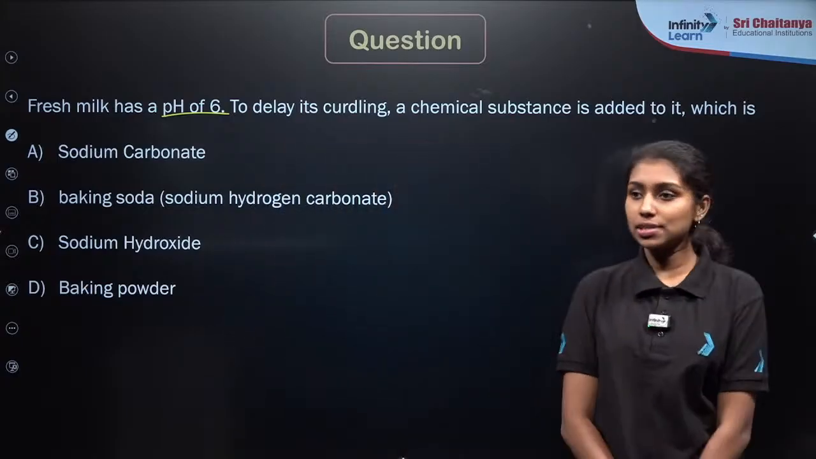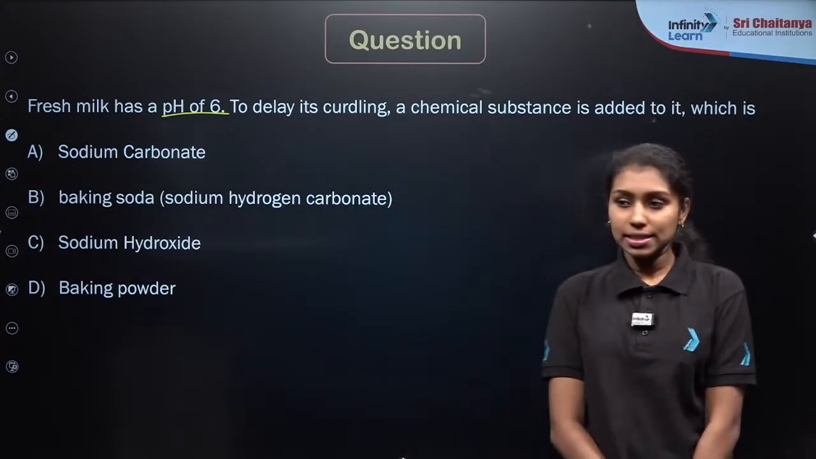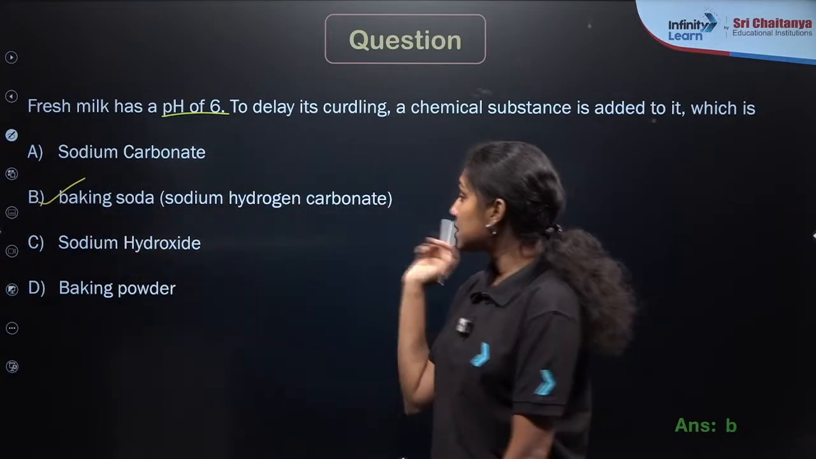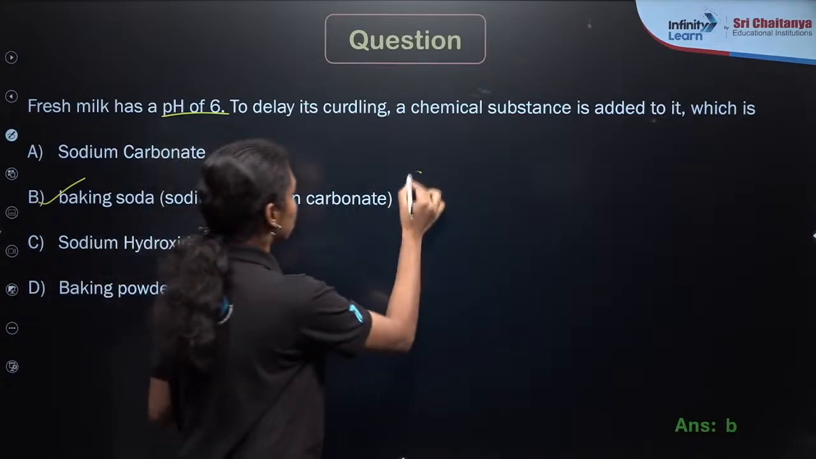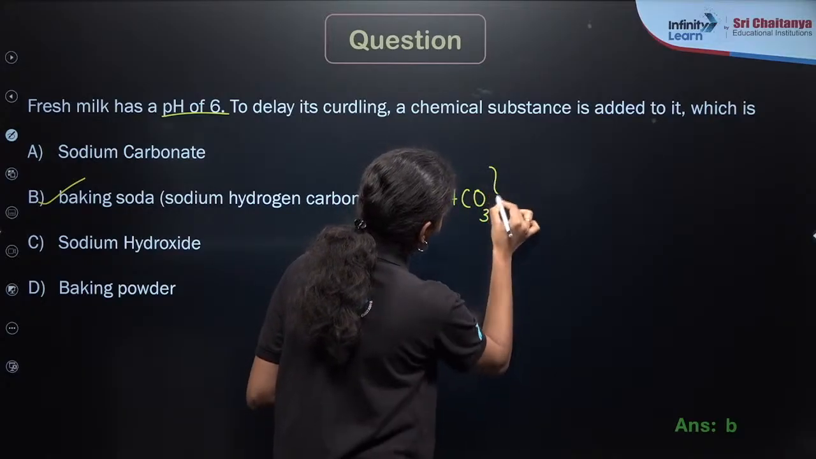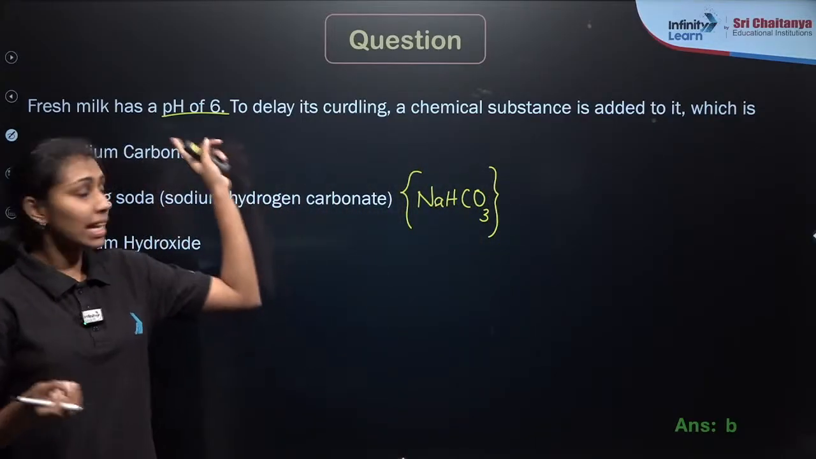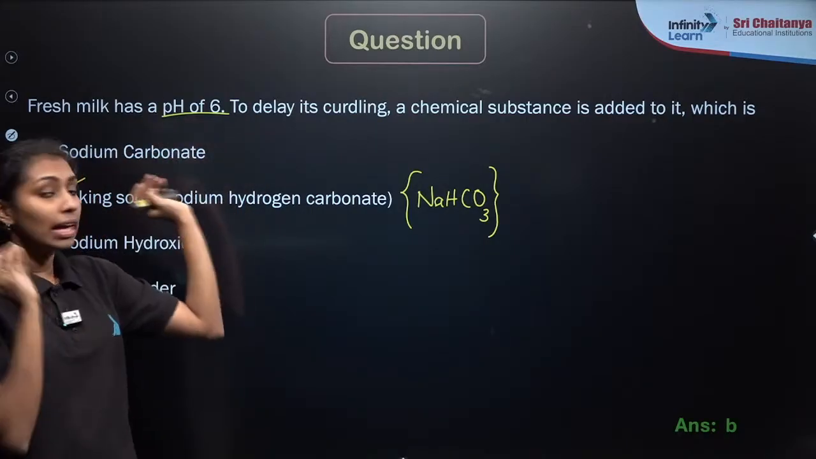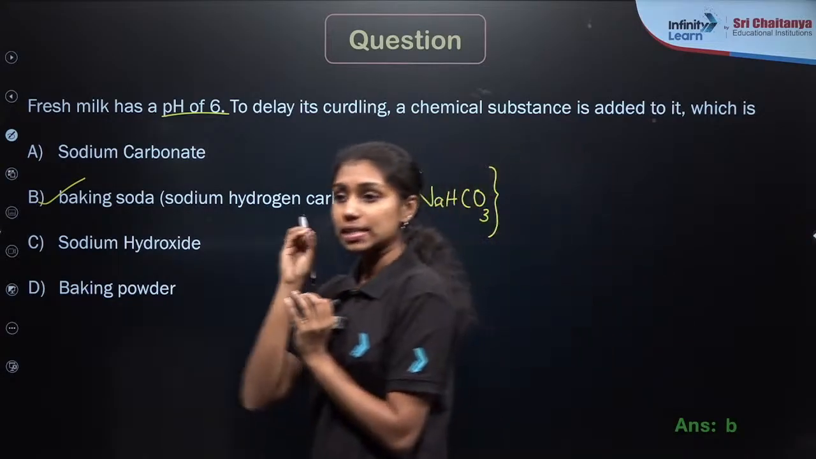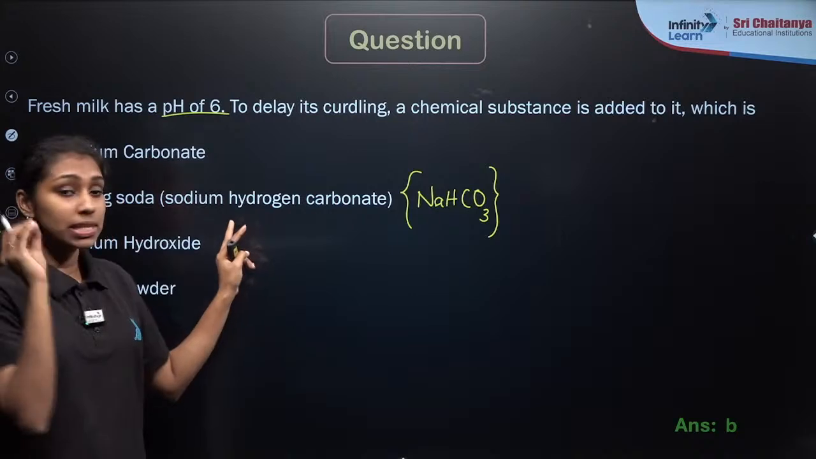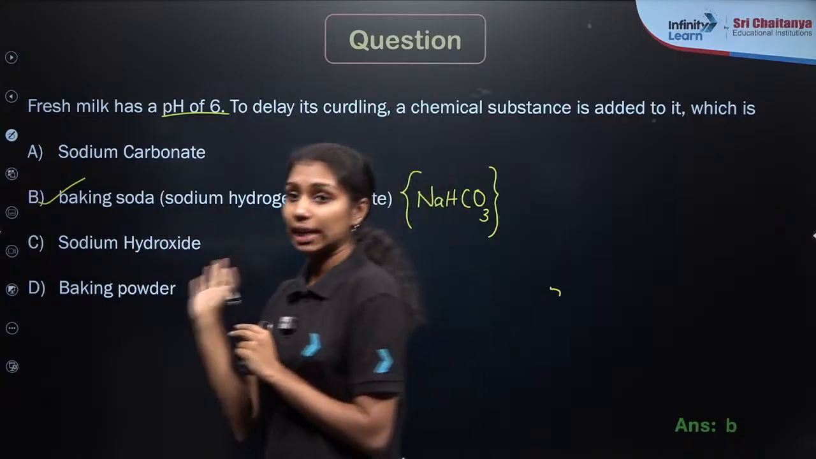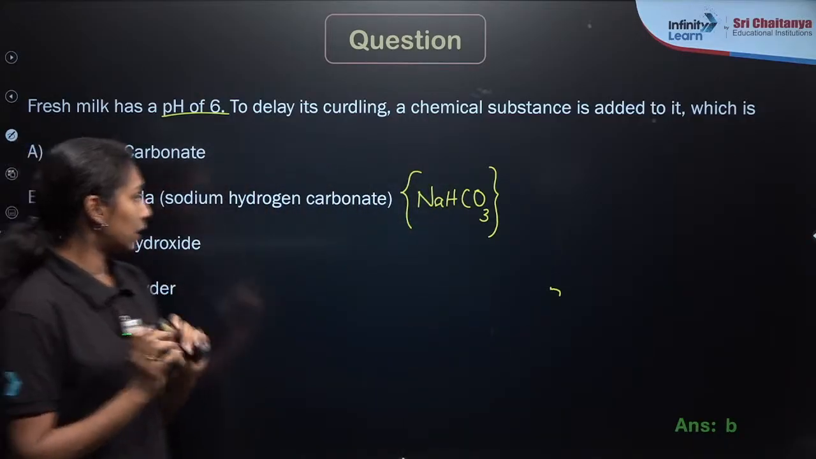So many of you are giving me the answer as option C, but the correct answer is option B only. That is baking soda. Baking soda means sodium hydrogen carbonate or sodium bicarbonate, NaHCO3. If the pH is less than 7, it will be acidic in nature, right? In the case of milk, it has lactic acid, which is acidic in behavior. So in order to delay the curdling of milk, we add a substance which is basic in behavior, especially baking soda. If you add baking soda to the milk, the curdling of milk gets delayed. Clear? So option B will be our correct answer.